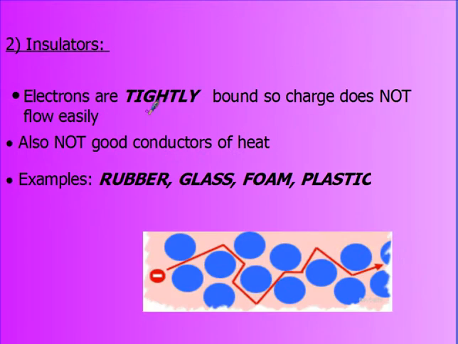Now, insulators are when the electrons are tightly bound, so the charge can't flow through. You see here this path it can move through, but it's got a bunch of squiggles it's got to go through. Now, insulators are not good conductors of heat. Rubber, glass, foam, plastic. These are not good conductors of electricity or heat. So a good conductor is a good conductor of heat and a good conductor of electricity for the same reasons, because it has free electrons.